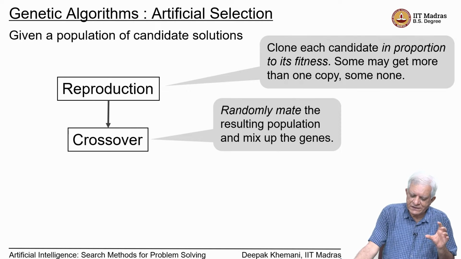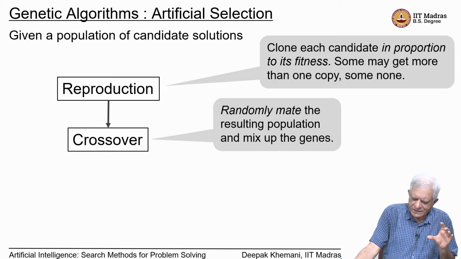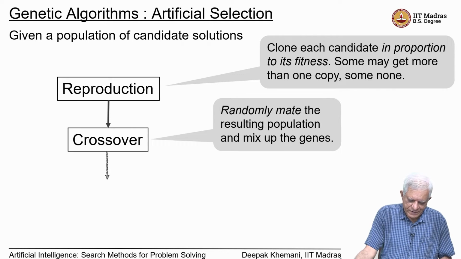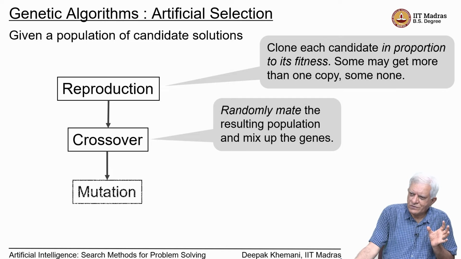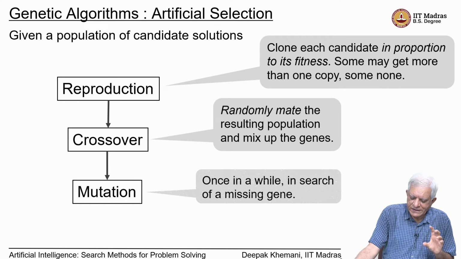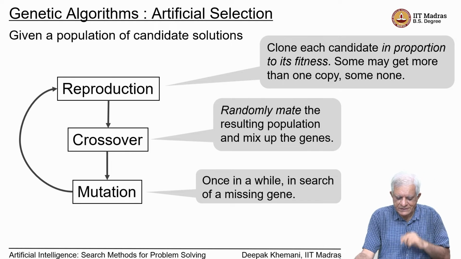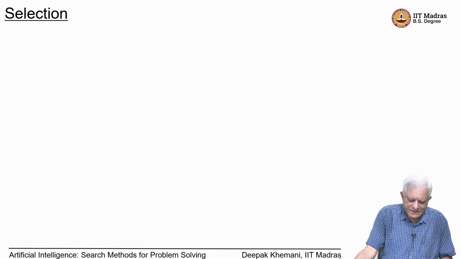So, what did we do? We started with a set of candidate population. We cloned them in proportion to their fitness, and then we randomly mate the cloned population to mix up the genes. And once in a while we do a random mutation, where we change one component, because sometimes, especially if the population is small, a gene may be missing and you are looking for a random mutation to improve the species. So, the first step is selection.